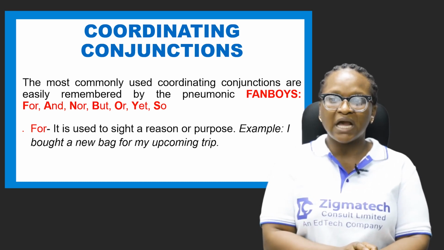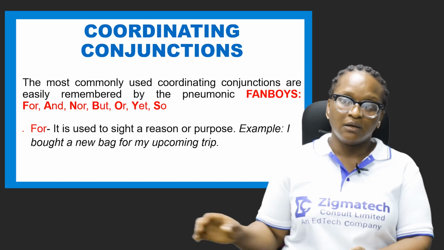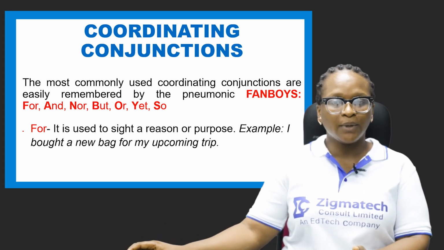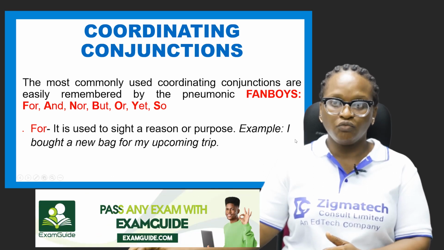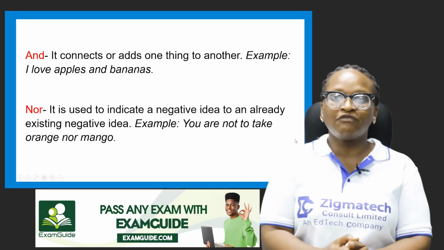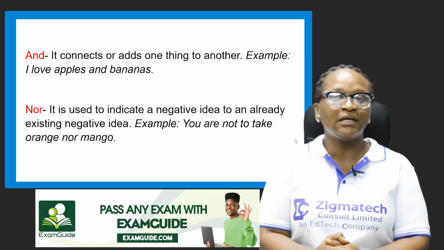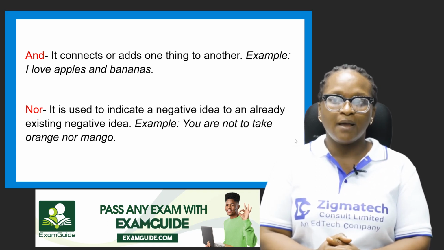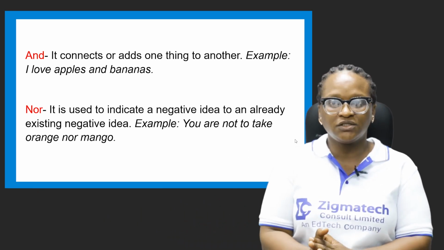"For" is used to cite a reason or purpose. I bought a new bag for my upcoming trip. It is used to cite a reason, a purpose for which something is done. All right, then "and" connects or adds one thing to another. Example: I love apples and bananas.